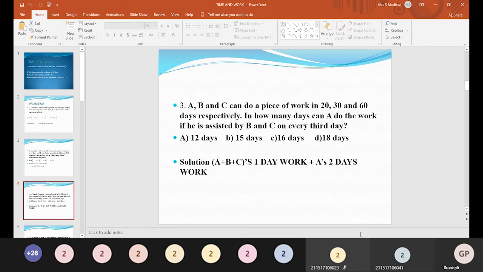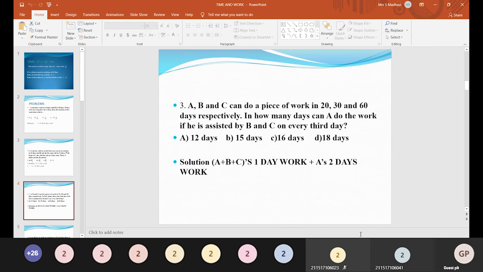day. So we have taken the hint as A plus B plus C's 1 day's work plus A's 2 days' work. That is 1 by 10 plus 1 by 10, which is equal to 1 divided by 5. So here the whole work is done in 3 days. On every third day they are joining.